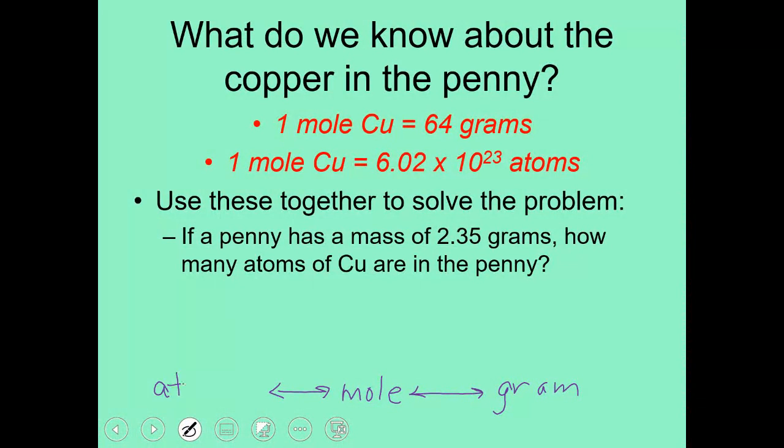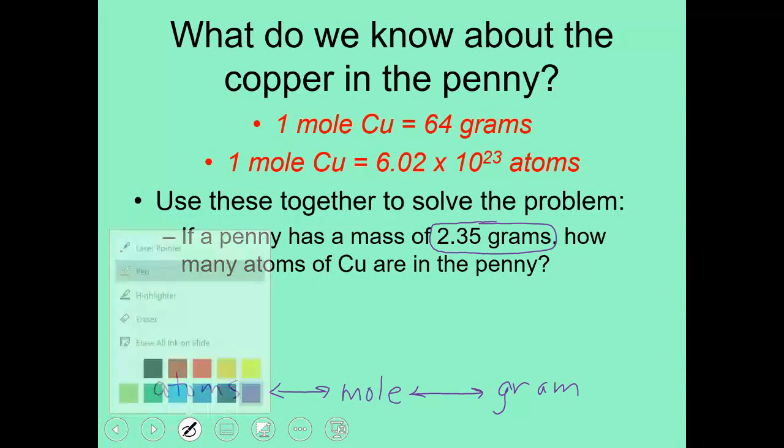And we know how to interconvert using Avogadro's number between atoms and moles. So you always take the number that you're given and you know that you start with.